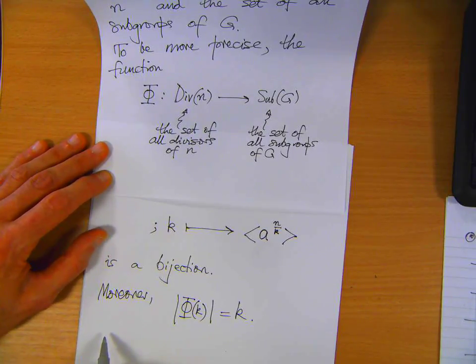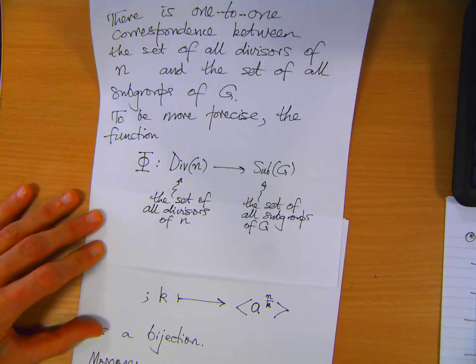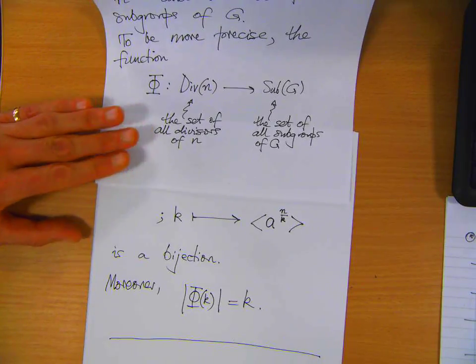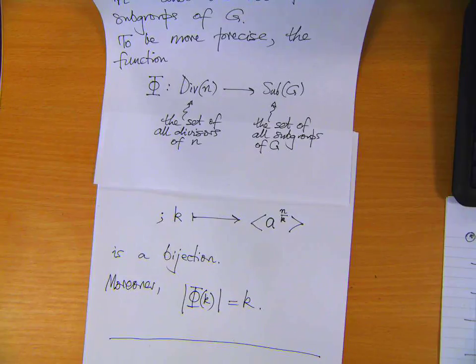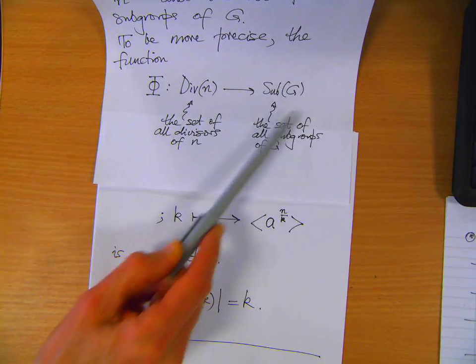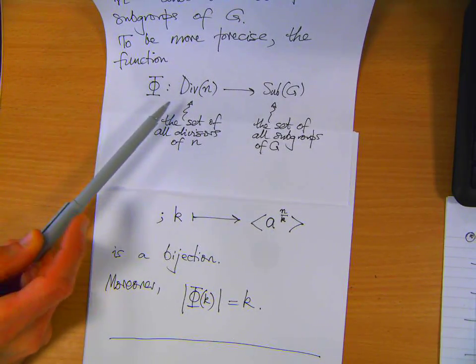Well, that looks a bit complicated, so I think the best thing to do is an example. But this is the fundamental theorem of cyclic groups. Really, as I said, it should be called the fundamental theorem of cyclic subgroups. And the reason why this is a very useful theorem is the thing on the right looks like it's quite complicated, but the thing on the left is just a set of all divisors of n.